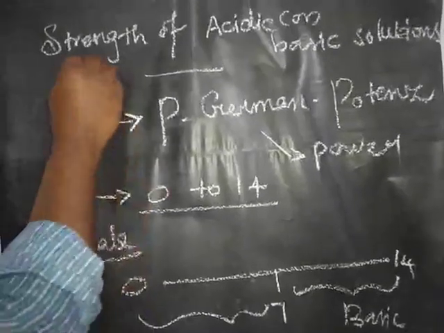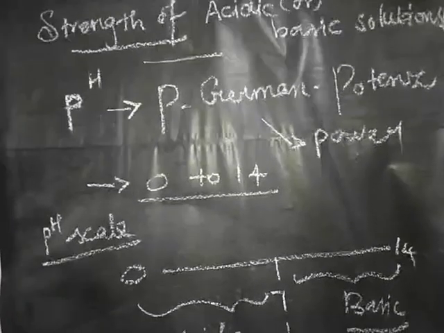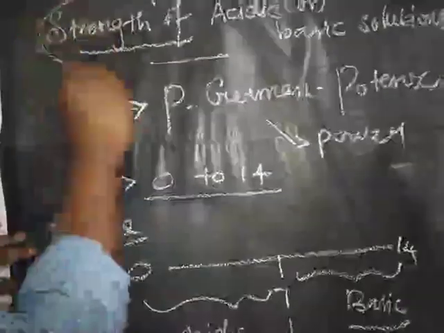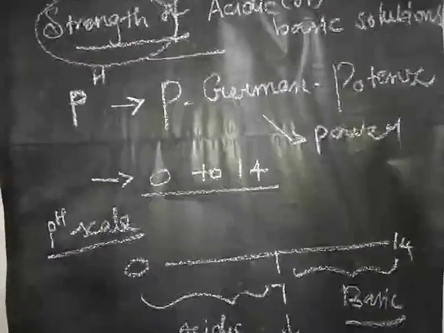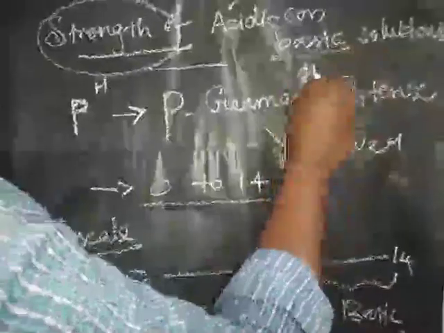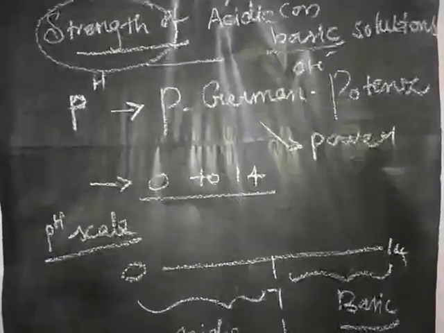Today we are going to start a new topic, strength of acidic or basic solutions. If you are taking any solution, how do you identify the strength? That means, how much amount of H plus and OH minus ions are present. Acidic means H plus ions; basic means OH minus ions are present.